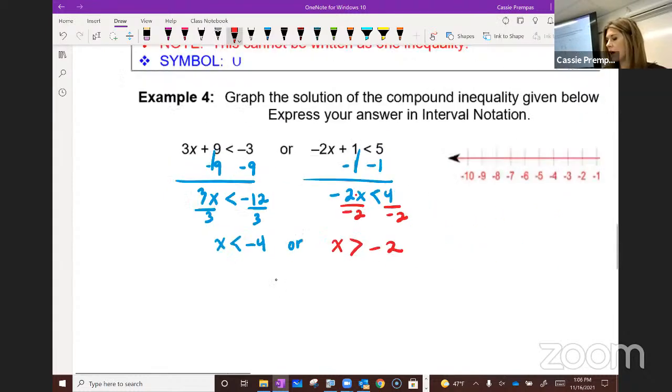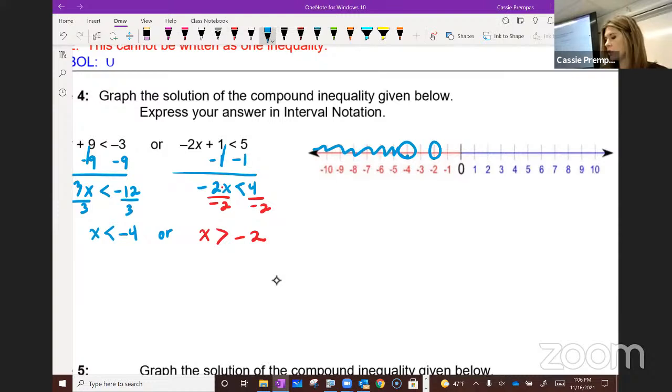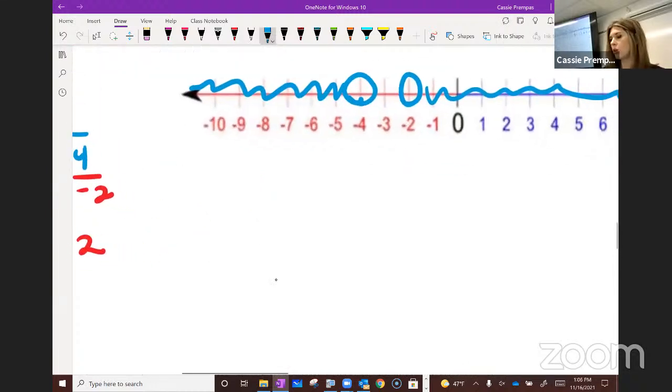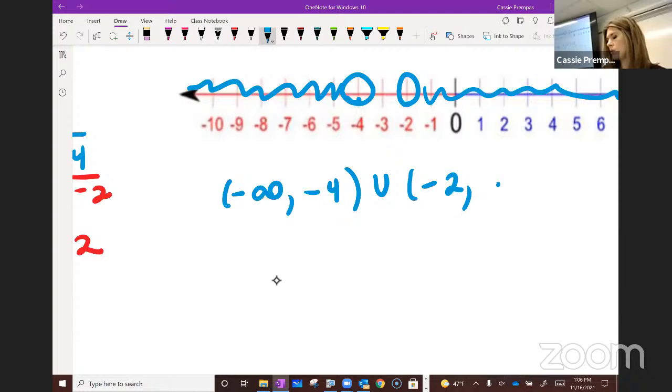Now as I graph these solutions, I should have an open circle at -4 shading to the left and an open circle at -2 shaded to the right. We want to list everything that's shown there because everything makes one or the other true. So our answer in interval notation would look like parentheses, -infinity to -4, parentheses, union with, parentheses, -2 to infinity. And we box it.